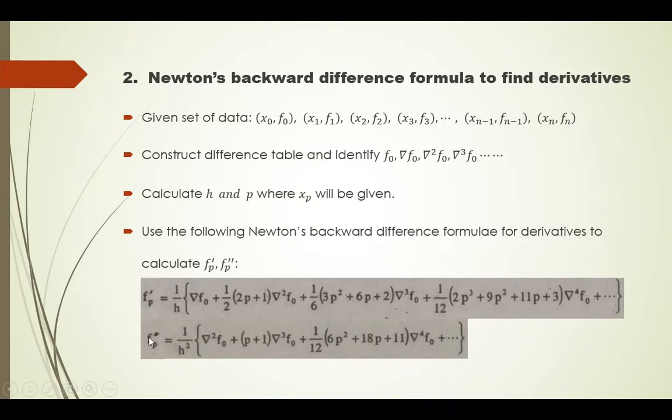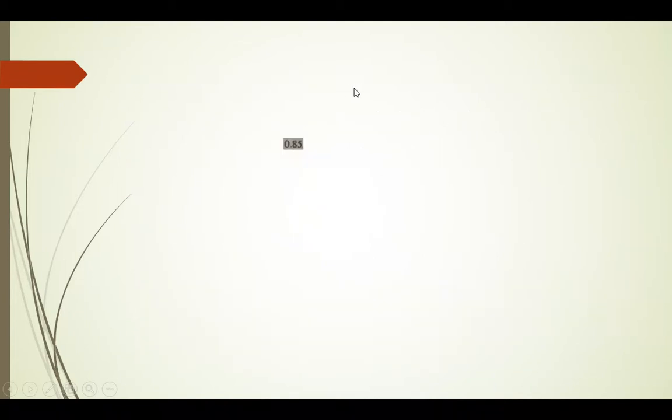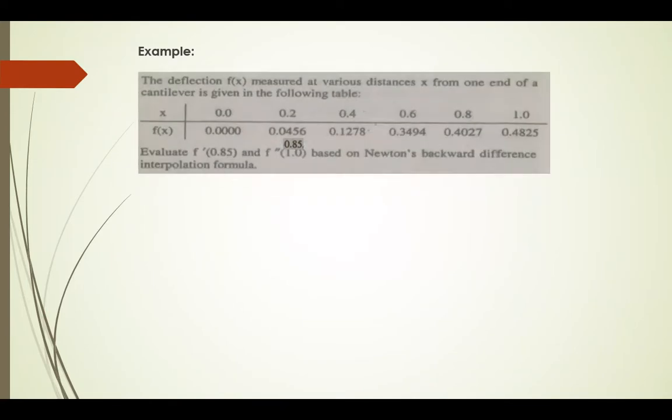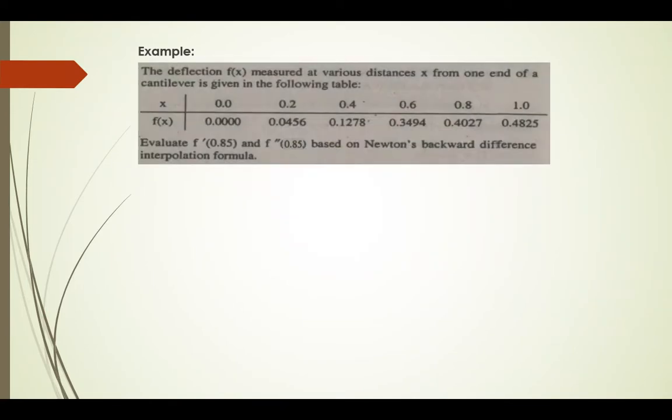That is the second derivative, which is obtained with the help of Newton's backward difference formula. So these two formulas will be used whenever you apply Newton's backward difference formula. Let us solve an example. You are given a table of values, and you need to find f prime 0.85 and f double prime 0.85 based on Newton's backward difference formula.